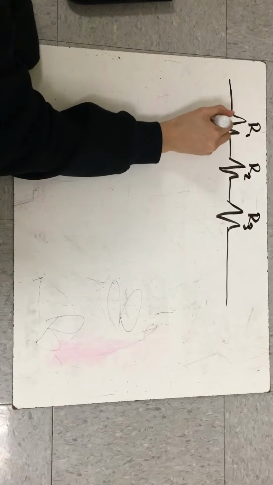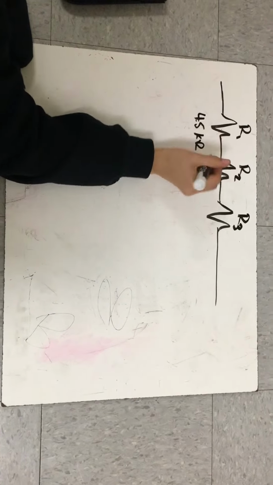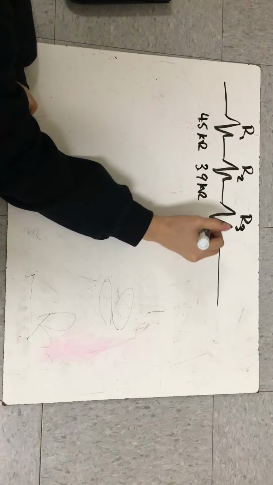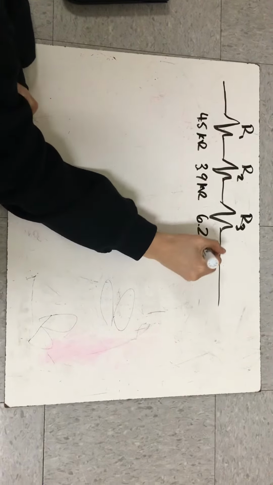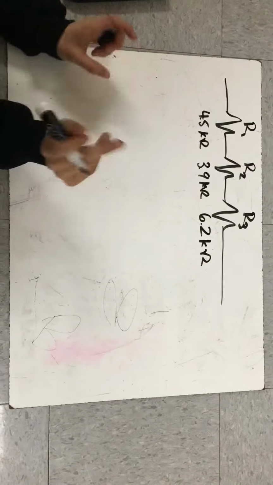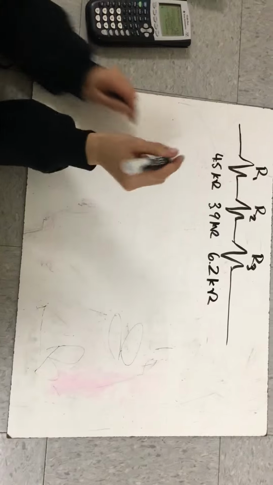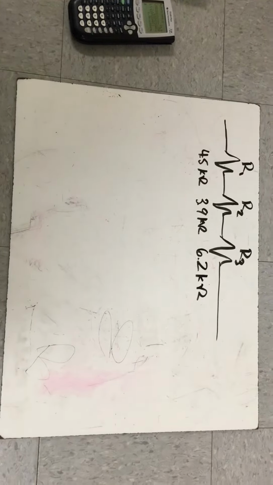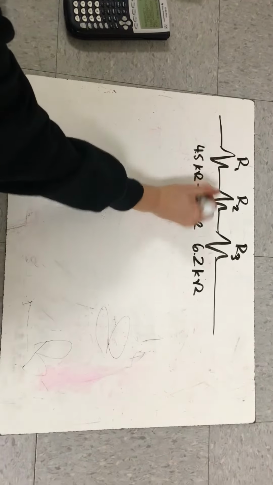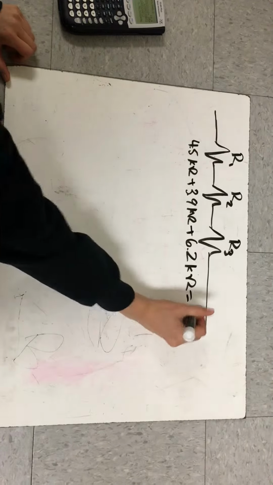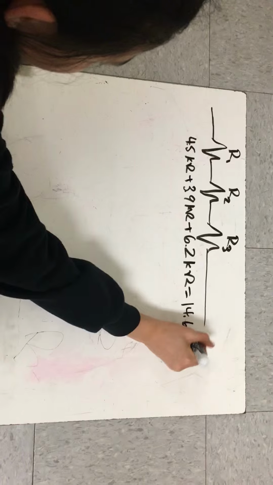The values they've given us are R1 is 4.5 kiloohms, R2 is 3.9, and R3 is, I believe, 6.2. And it asks, what's the total resistance of this circuit? Well, if you remember, the formula for the total resistance in a series circuit would just be the sum of all the individual resistances. So if you add those up, that would be 14.6 kiloohms.